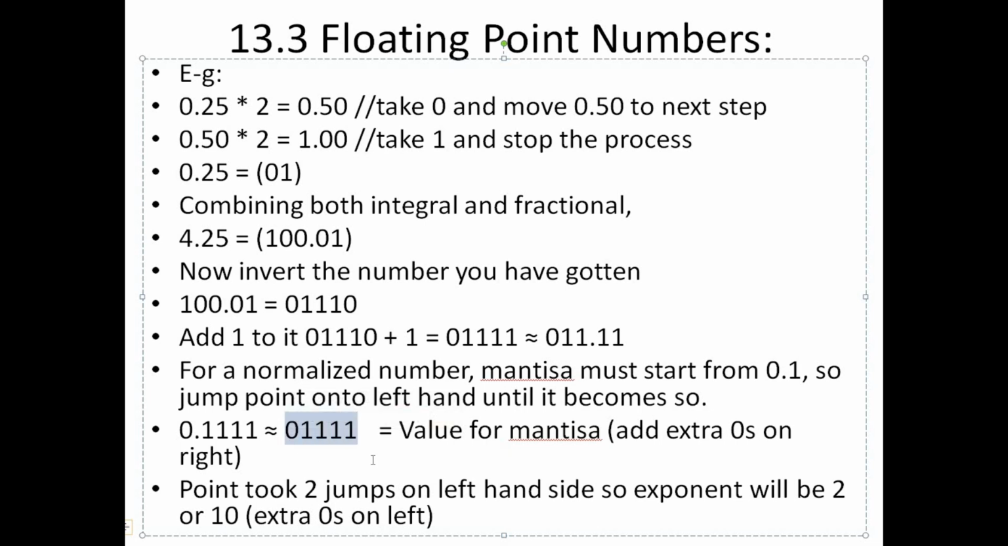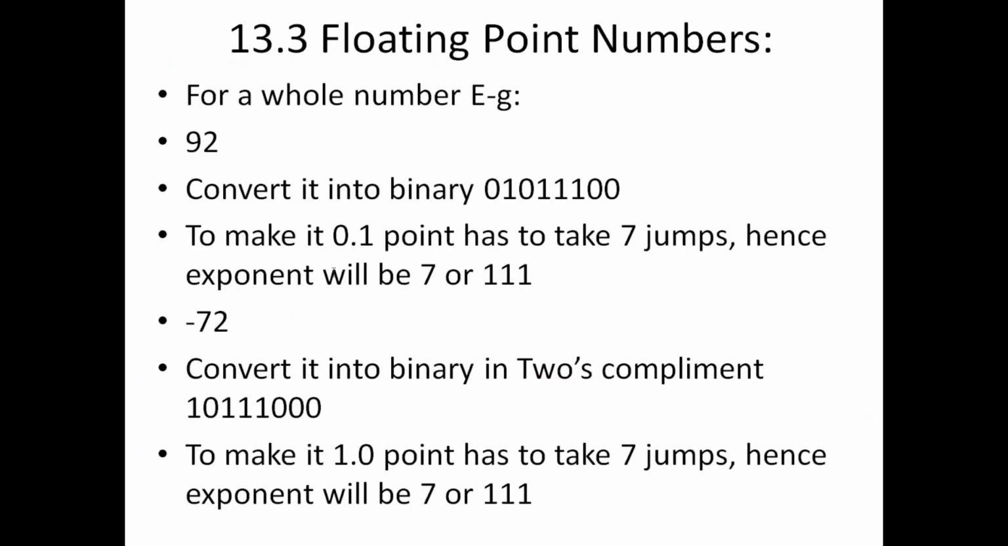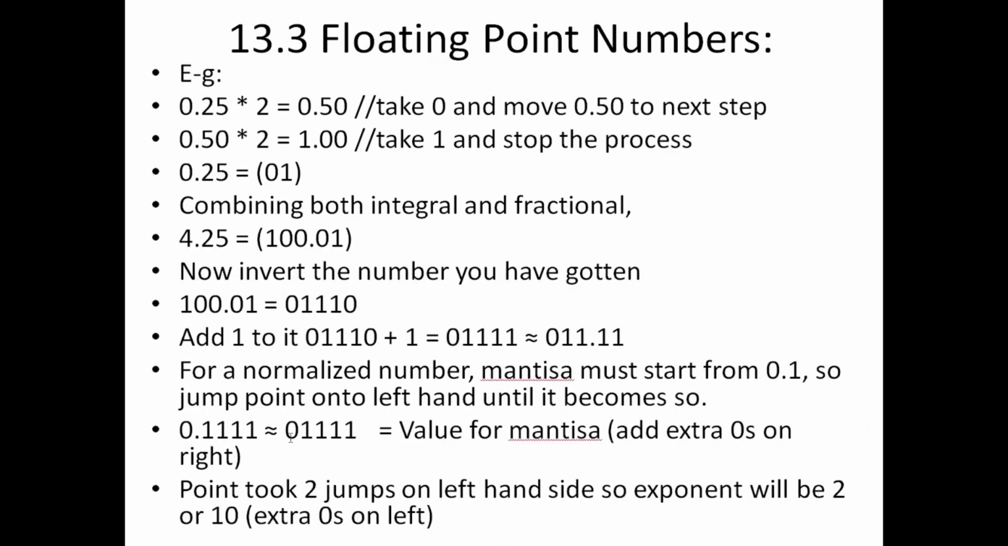This will be your value for mantissa. You can add extra 0 on the right hand side according to the given boxes or the given places, but this will be your answer. Now you had to give 2 jumps to the point on the left hand side, so exponent will be 2 or 10. Extra zeros will be placed on the left hand side. That will be your answer.